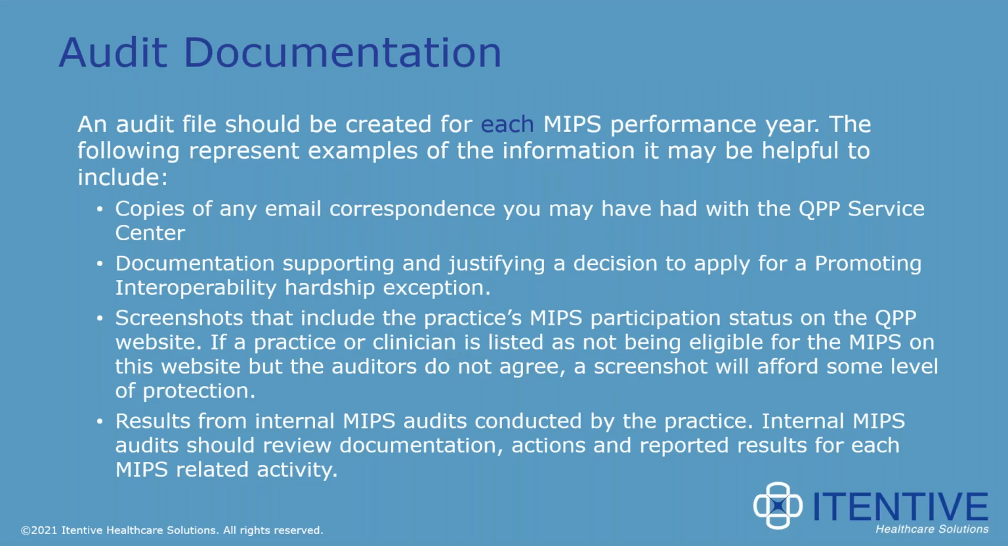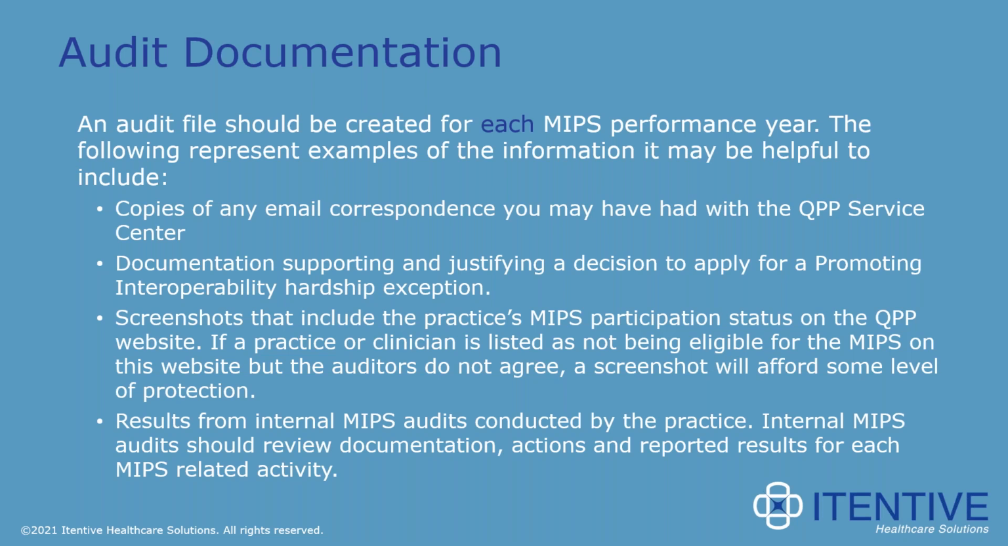So here they are. First things first, you need to create that audit file for each MIPS performance year. This file can include copies of any email correspondence you may have had with the QPP Service Center, documentation supporting and justifying a decision to apply for a PI hardship exception, screenshots that include the practice's MIPS participation status on the QPP website. So if a practice or clinician is listed as not being eligible for the MIPS on this website, but the auditors don't agree, a screenshot will afford some level of protection there.